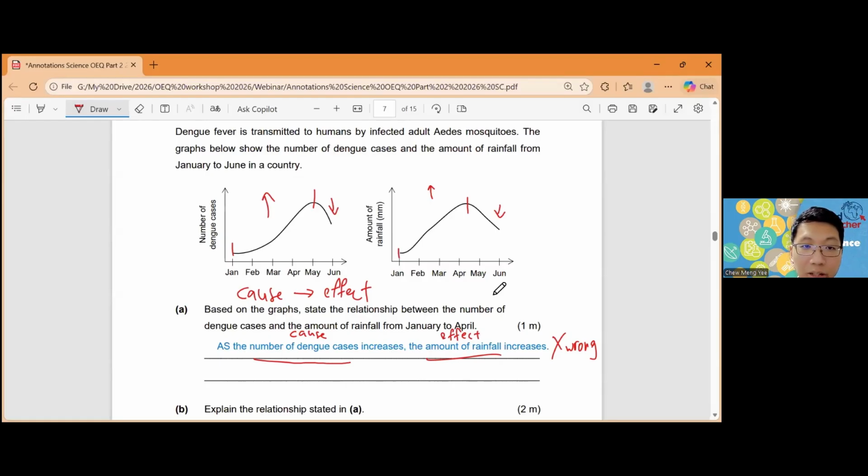Yes, there's a screen being shared. Maybe you might be a bit lagging, so you might want to rejoin again.